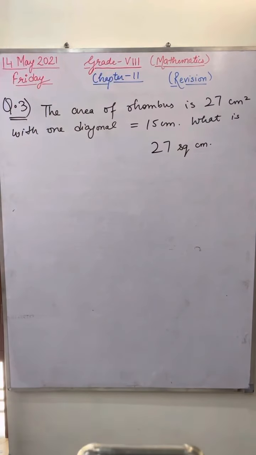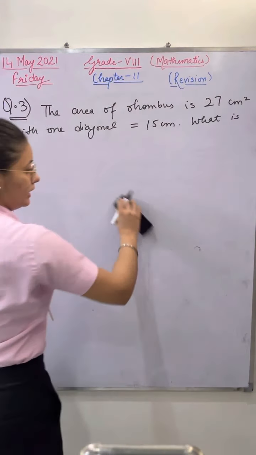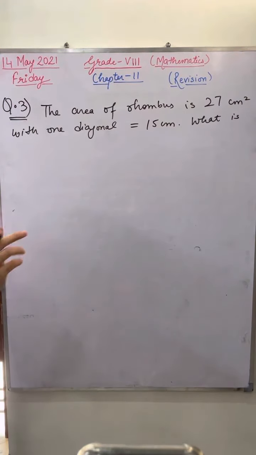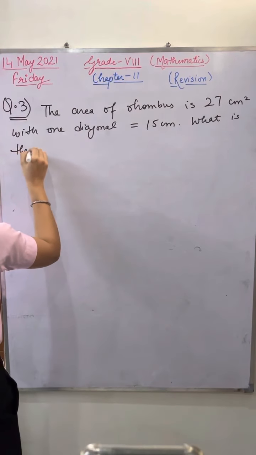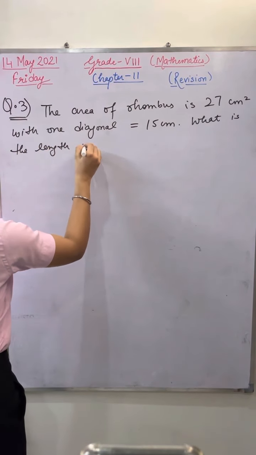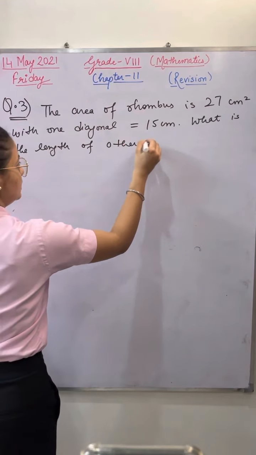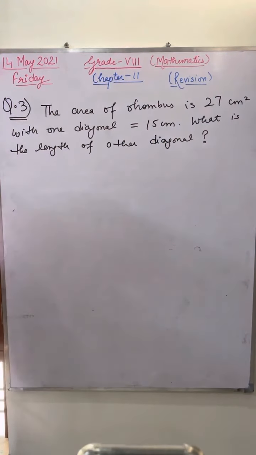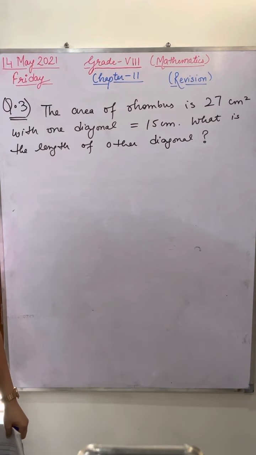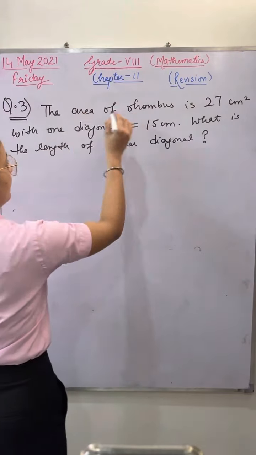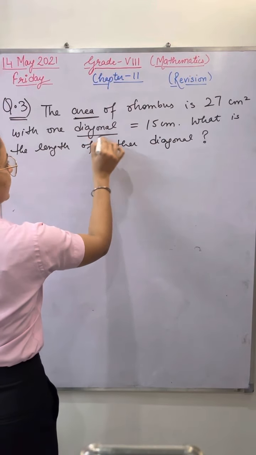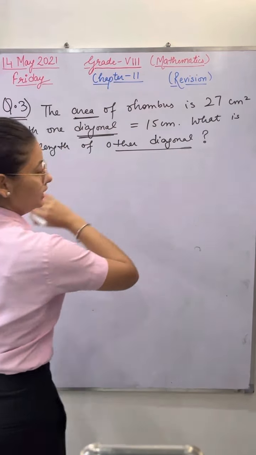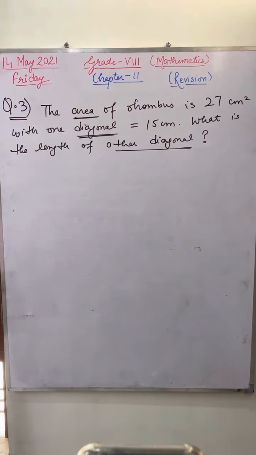What is the length of the other diagonal? Quickly do it. Check out the formula, the formula which I told you in the beginning. The area of the rhombus is given and one diagonal is given. Find out the other diagonal. Solve it quickly.